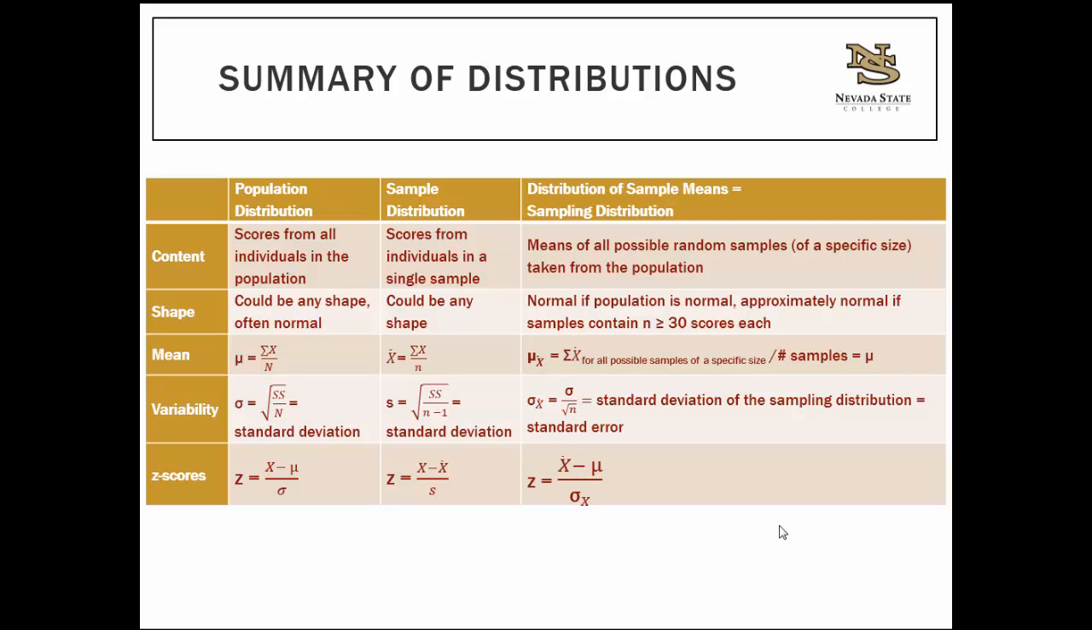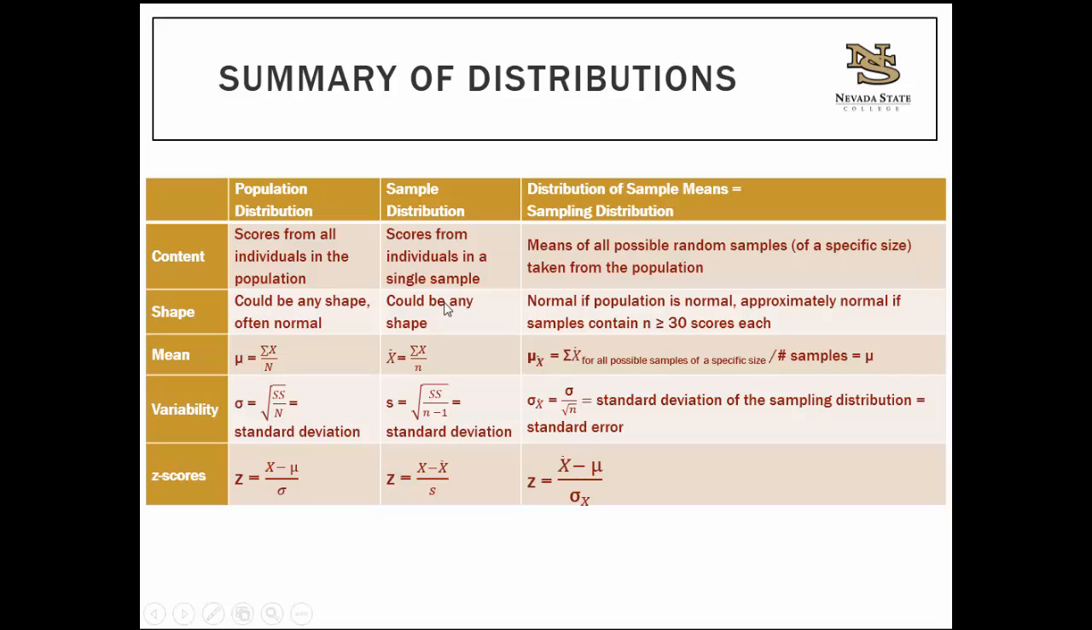Now, summary of distributions. So this is just kind of succinctly putting it all together, all the distributions that we've talked about throughout the semester. So the population distribution includes all of the scores from every individual in the population. The sample distribution includes all the scores from the sample. And now the sampling distribution includes all the means from all possible random samples of a specific sample size taken from the population. For the population distribution, it could be any shape, typically normal. For the sample distribution, it's kind of a crapshoot. It could just be any shape.